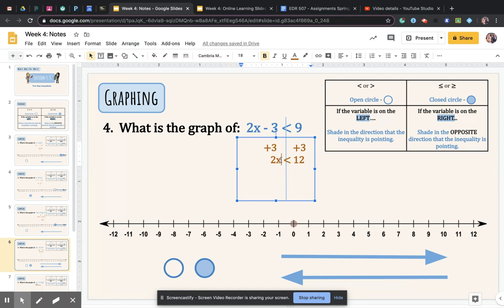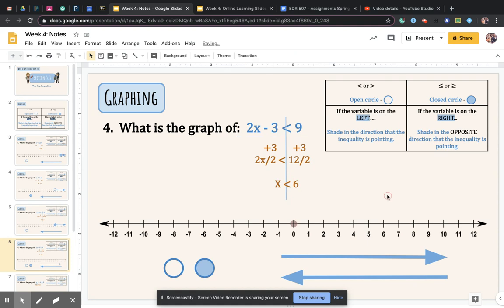So now the last step is to divide by 2. Divide by 2, and then I'll fix this so they're all on one line. 2 divided by 2 just leaves me with x is less than, and then 12 divided by 2 leaves us with a positive 6. The less than symbol, so we have an open circle on 6, and then this is going to be pointing to the left as x is on the left-hand side, and we're going to match the inequality. Okay?